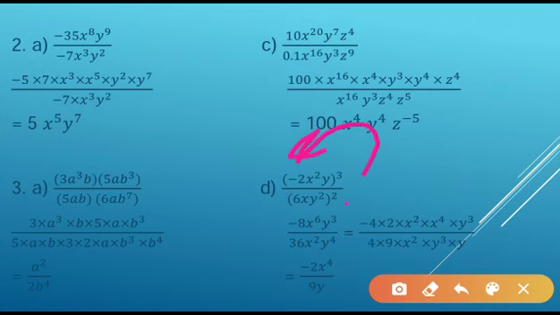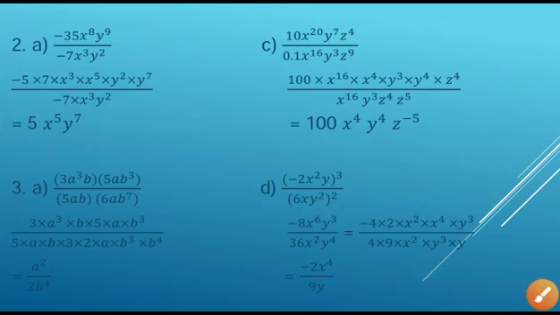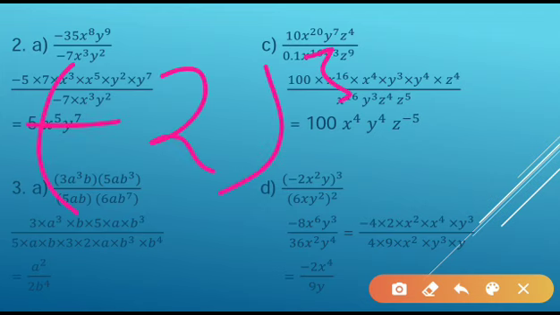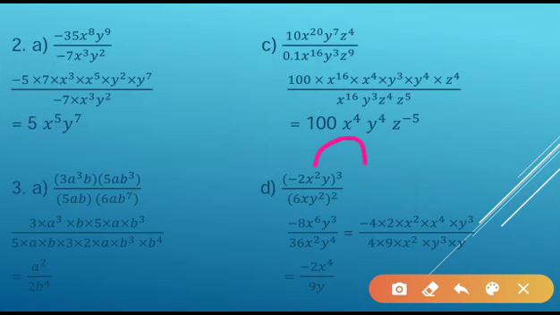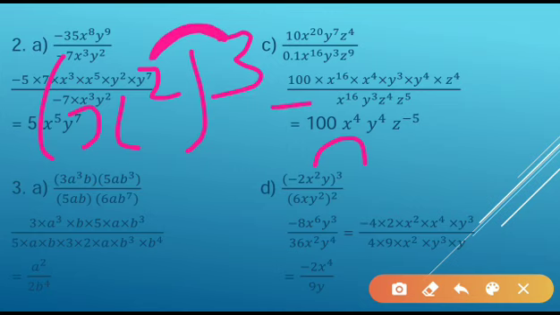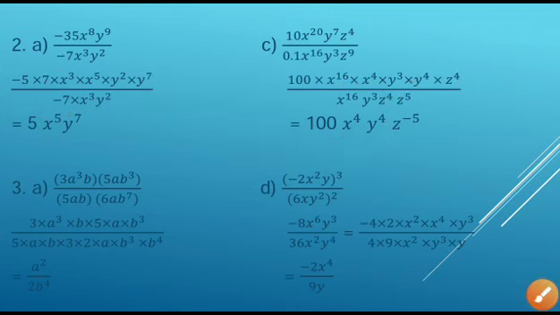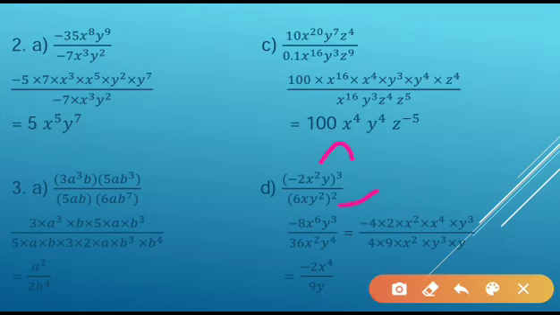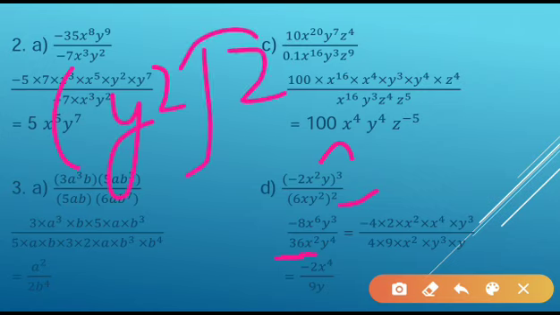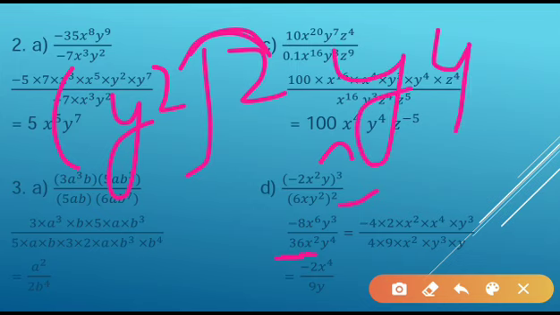Next question D is, first of all cube it. Cube the numerator and square the denominator, because here it is a cube and here it is a square. So when you cube the numerator, minus 2 cube will give you minus 8. And then x square cube, just multiply the powers. This will give you x to the power 6. Then y cube will be y cube. In the denominator 6 square will give you 36. X square will be x square, and y square whole square, multiply the powers, y to the power 4.